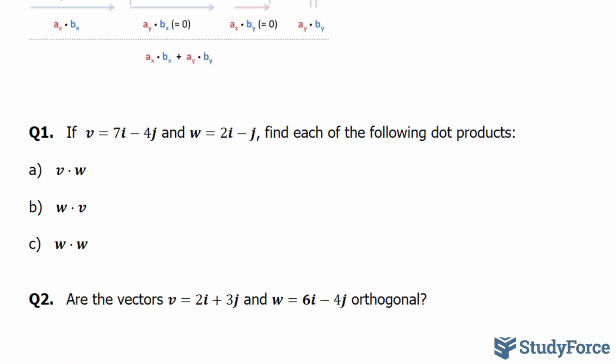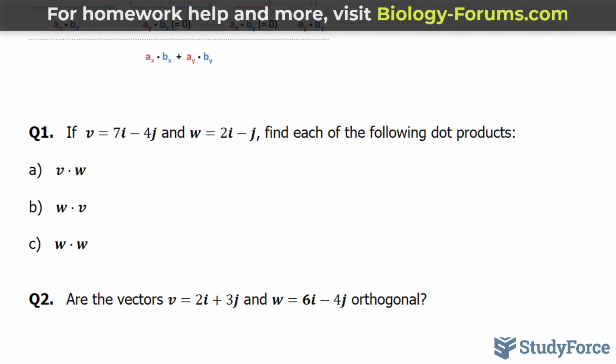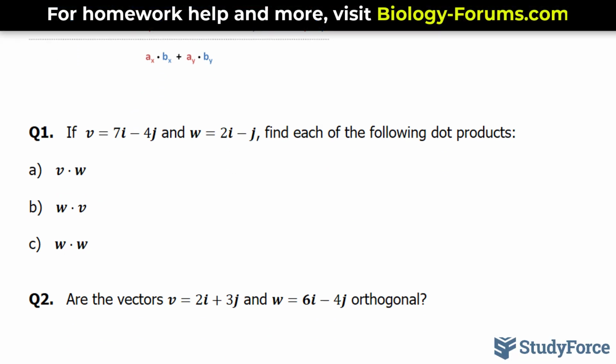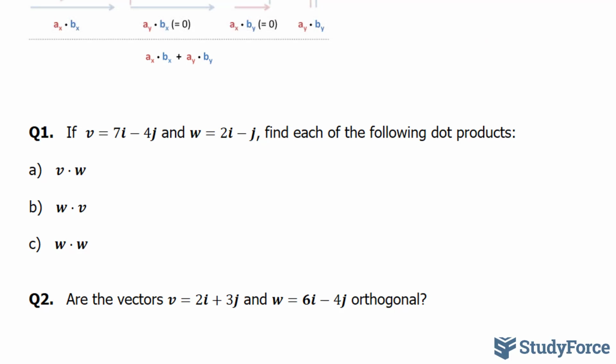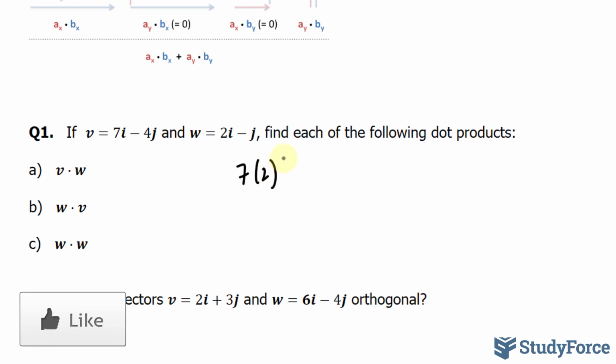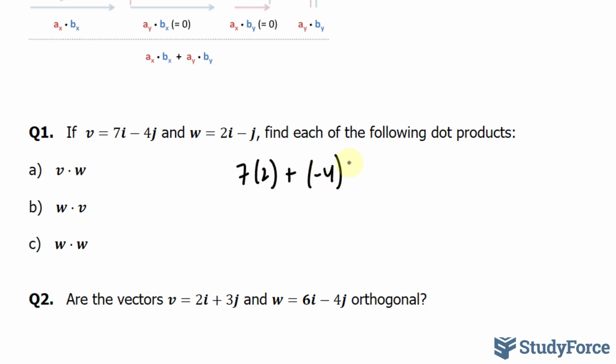That being said, question 1 reads, if v is equal to 7i minus 4j and w is equal to 2i minus j, find each of the following dot products. Starting with a, we're expected to multiply v and w. So I'll take the x component of both, 7 times 2, plus the y component of both, negative 4 times negative 1. 7 times 2 is 14, and the product of these two factors is positive 4. Adding them up, we end up with 18.